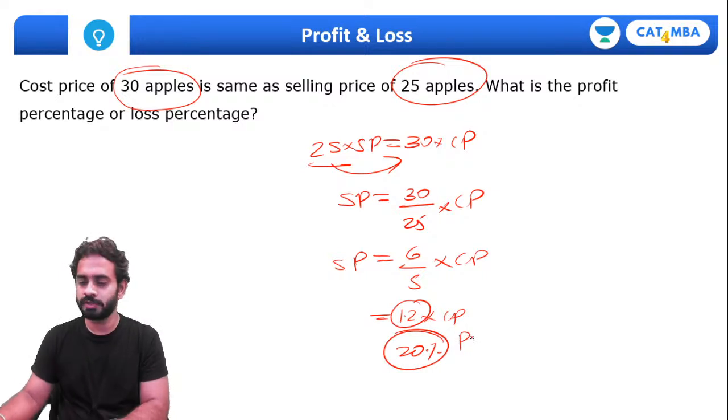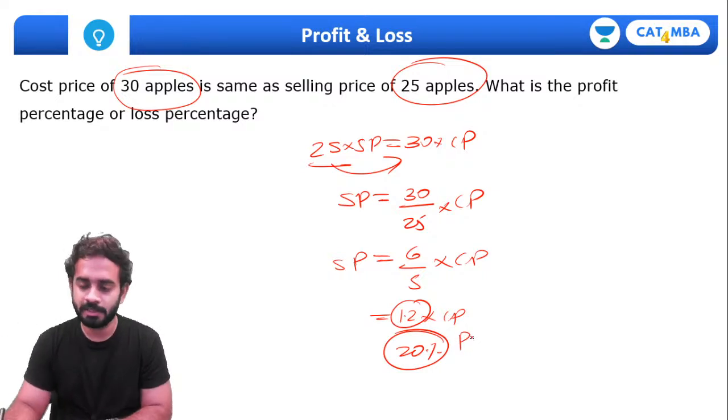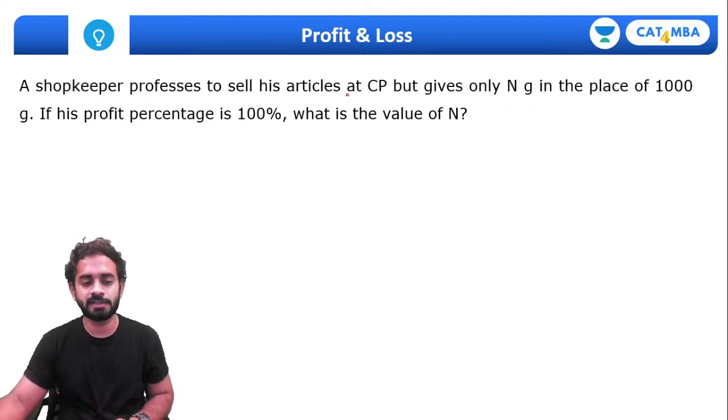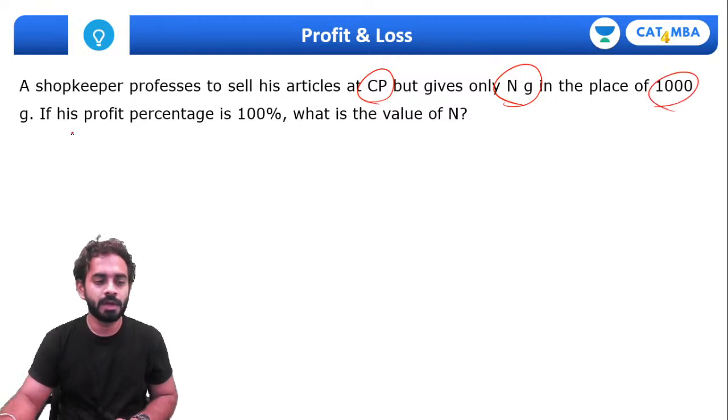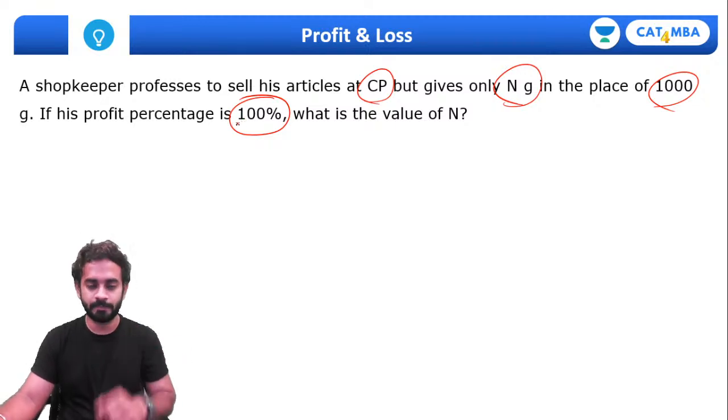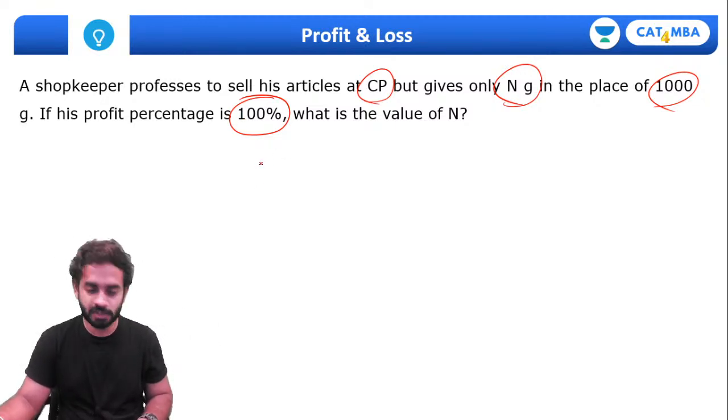I hope you understood this. So this is 20% profit. Now let's move further. A shopkeeper professes to sell his articles at CP but gives only n grams in the place of 1000 grams. If his profit percentage is 100%, what will be the value of n? One of the previous questions, we have discussed this type of concept.